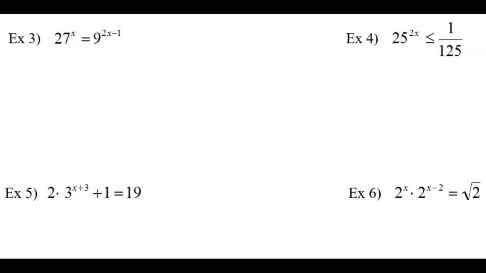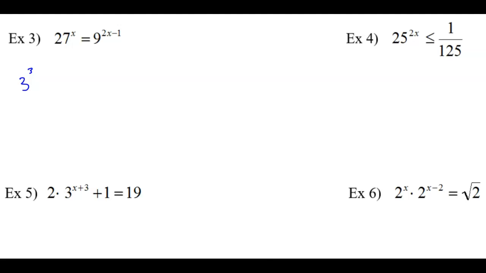All right, I'm going to do number 3 with you, and then I'm going to have you do number 4 on your own. So on number 3, it's one of those scenarios where you have to write both of them to a lower base, because you can't write 27 as 9 to a power or vice versa. So what I'm going to have to do here, I can see that both of these could have a common base of 3. So I know that 3 cubed is 27.